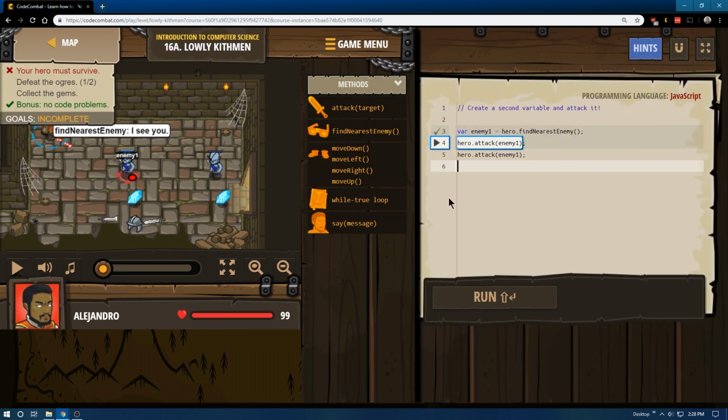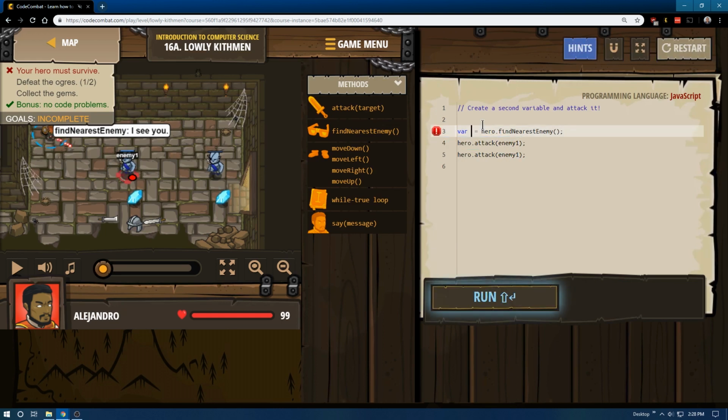Start the level. All right, so right off the bat, we're using these variables again. We tell our hero to look around and find whoever's closest to you. Right now, that is this guy right here, and he names them enemy one. As I've said previously, it doesn't matter what you name them. I'm going to name this one cat. Any word you would like. It now represents whoever's closest to the hero.